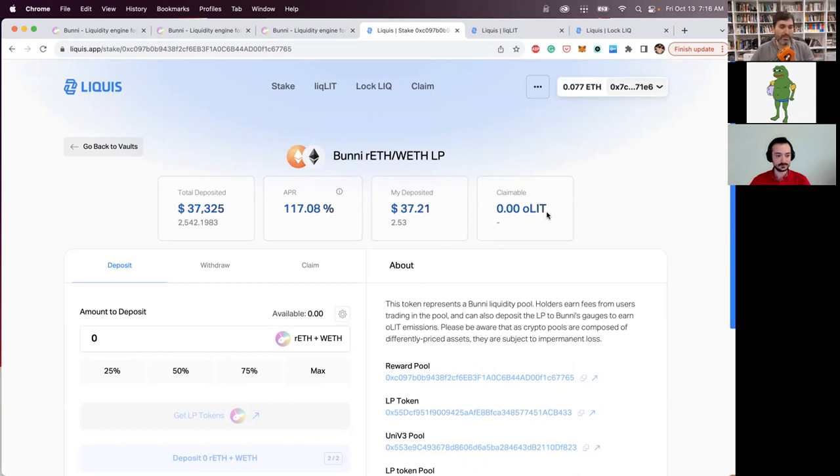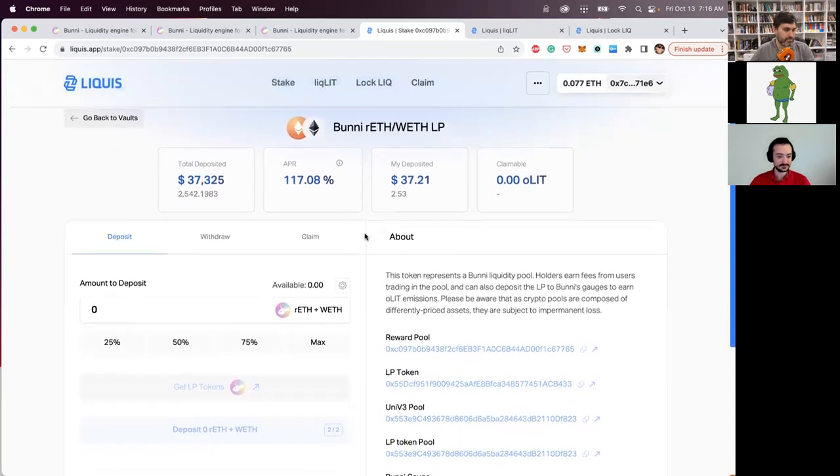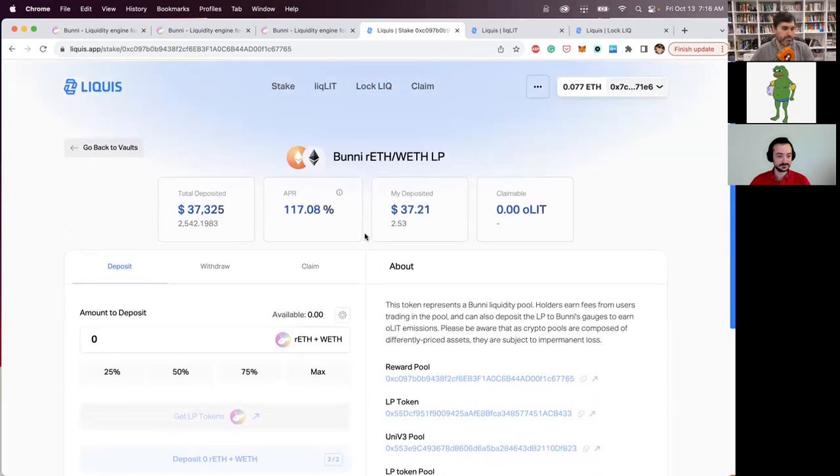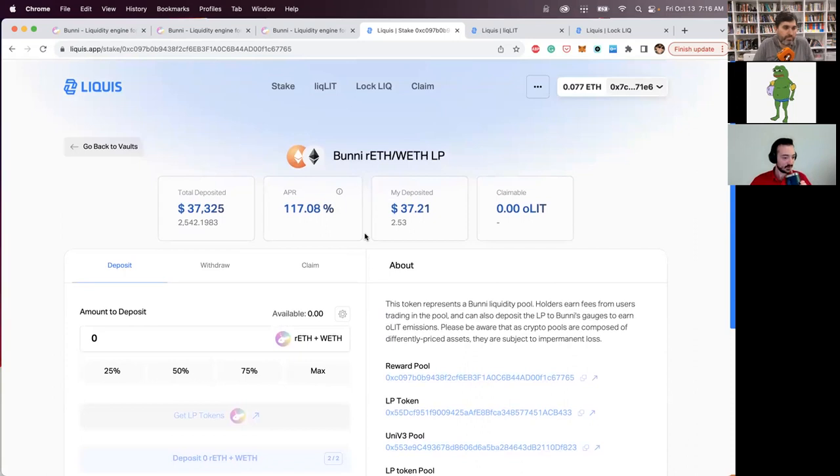So what's the next step now? Yeah, I mean, now you're basically in. You are enjoying the 117% APR. So now you need to wait for the action to happen and the claimable amount to go up. Keep in mind, since the Liquis smart contracts have staked on Bunny, they need to claim once in a while from Bunny, and there is a 0.5% fee that is set aside for someone to trigger the transaction and claim. So anyone can do the claim transaction for Bunny on Liquis or for Liquis on Bunny, and then your rewards start coming in.